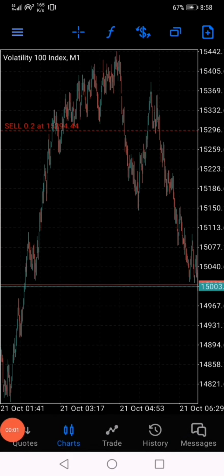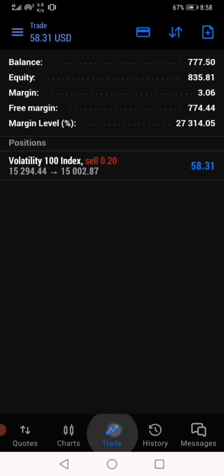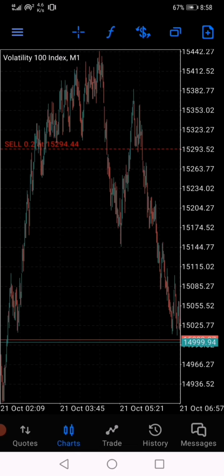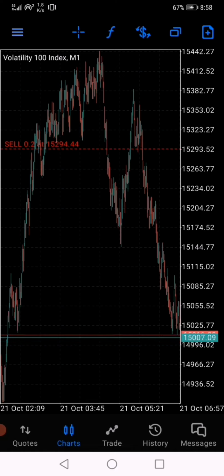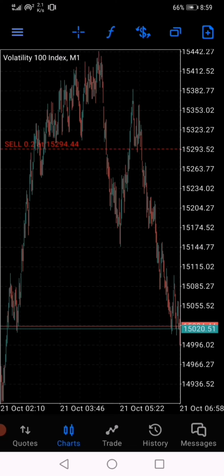Guys, I'm going to quickly show you how you can lock your profits. So this is volatility 100. I entered at 15294.44. To lock profit means to secure the profit so that even when the price goes up, I'll still have profit from this trade.